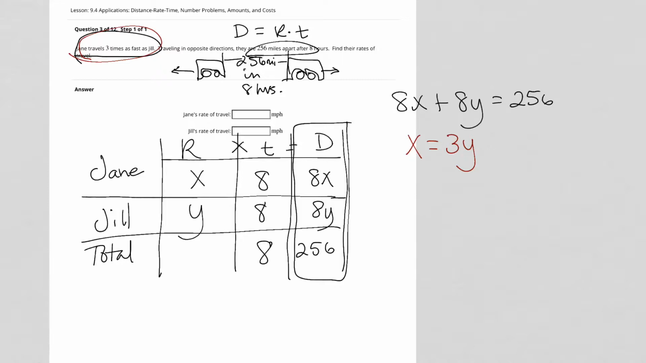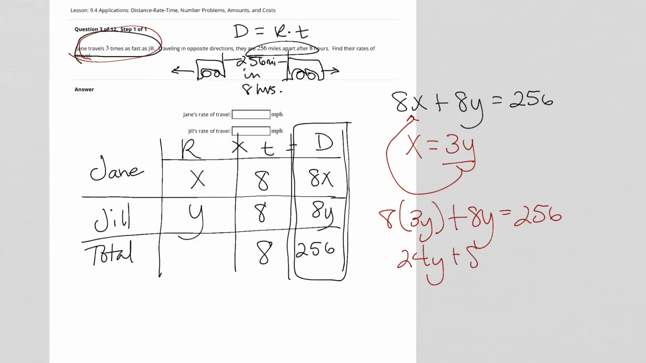Now, I'm going to solve this system with substitution because I already have my second equation solved for X. So I'm going to put 3y right there for X. 8 times 3y plus 8y equals 256. 8 times 3y is 24y plus 8y equals 256. 24y plus 8y is 32y equals 256. If I divide both sides by 32, y equals 8.